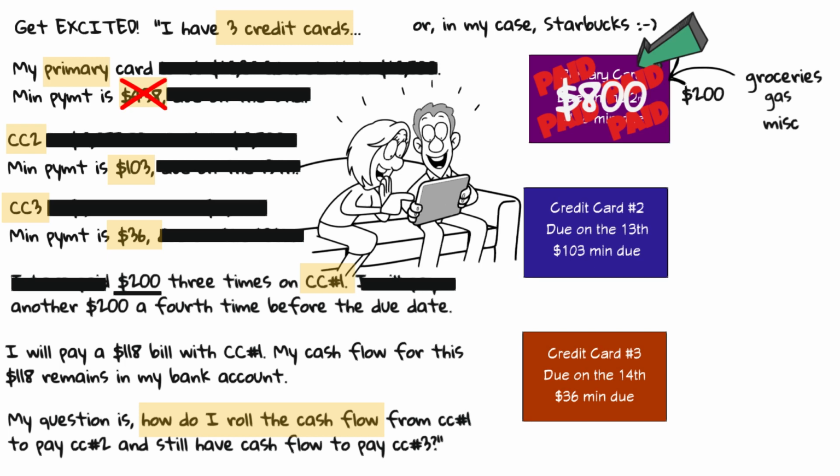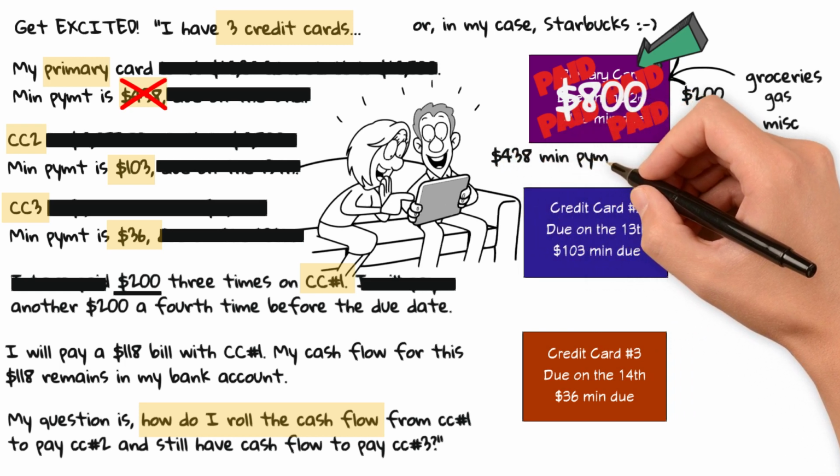So $200 every week for groceries, gas, and miscellaneous at the end of a month is $800. And if his monthly minimum is $438, he no longer has to come out of pocket for that, because $800 in groceries and gas that had been paid every single week more than met that monthly minimum obligation. So now that's $438 that is just sitting in his bank account.